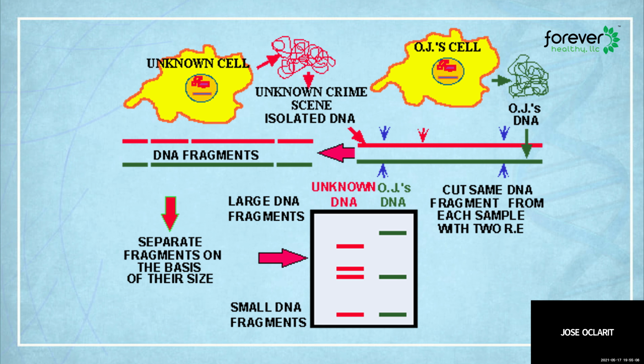And you will notice in the green one, if you compare the DNA fragments of the red, which is the unknown, and the DNA fragments of O.J. Simpson, which is actually the green, you will notice that there are common DNA fragments, meaning to say that the culprit of the crime is identified using genetic engineering.